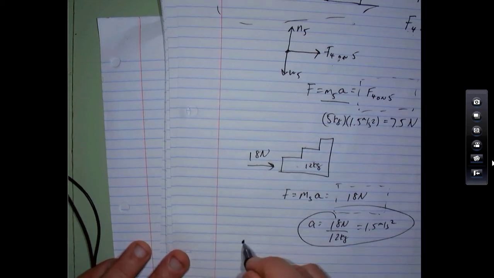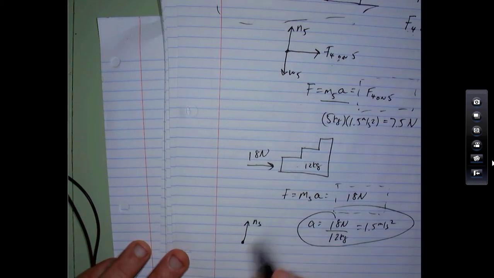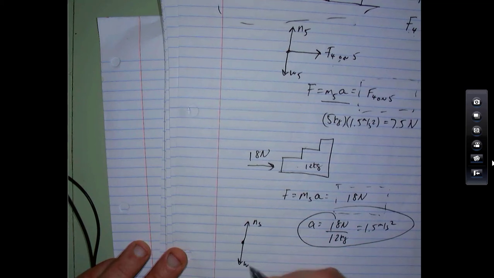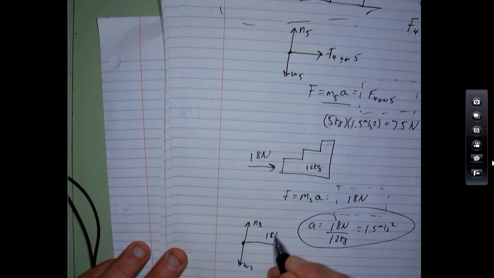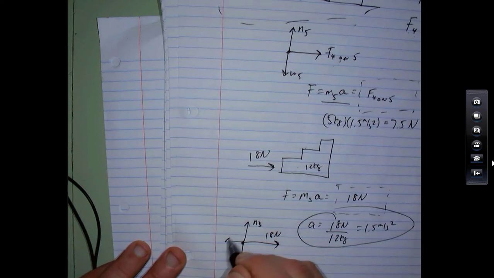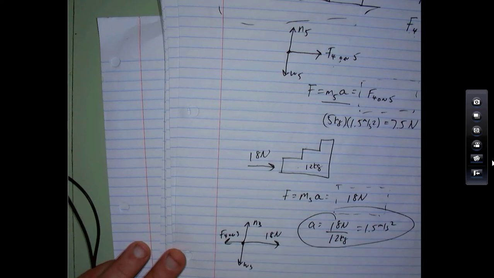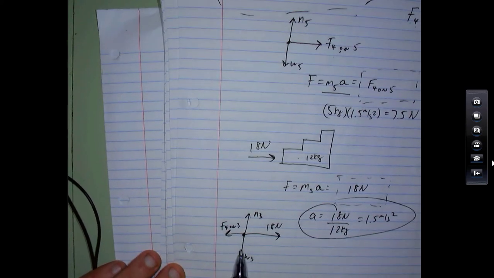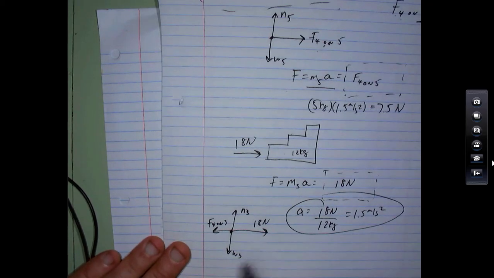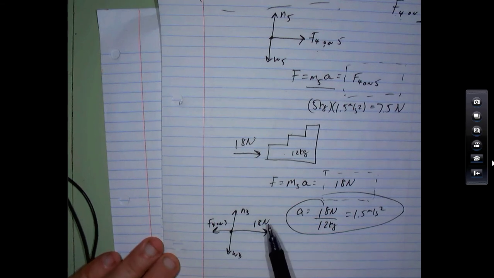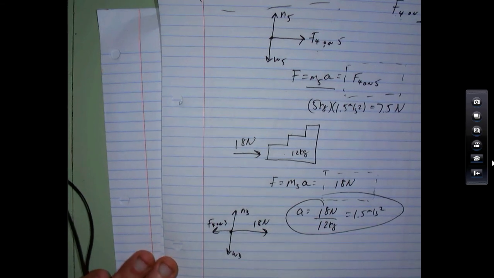Well, for 3, there's the normal on 3, the weight on 3, definitely the 18 newtons this way, and then you've got the force from 4 on 3 back the other way. Those are the actual forces just on 3, if you're just looking at 3. This is perfectly good. This is a great free body diagram, if I do say so myself.